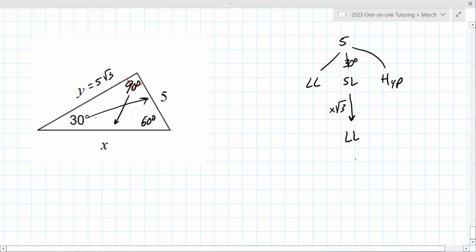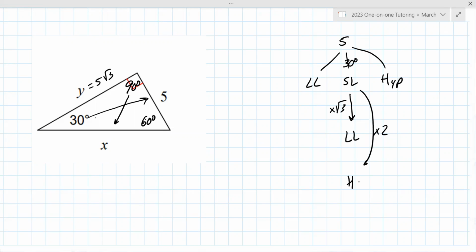Good. And then from the short leg, you can find the hypotenuse by multiplying by two. Okay, I think that's maybe where I was thinking either two. So you'd multiply x by two, and then that would just be 10. Very good.